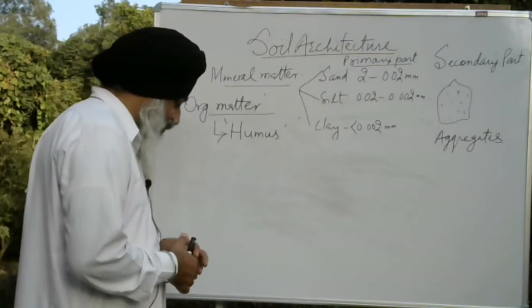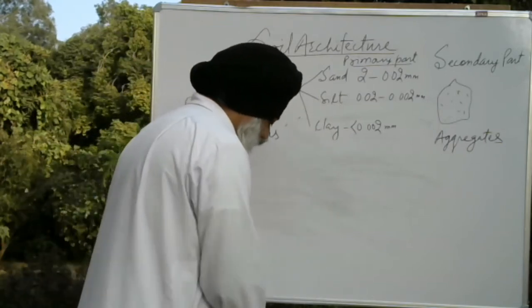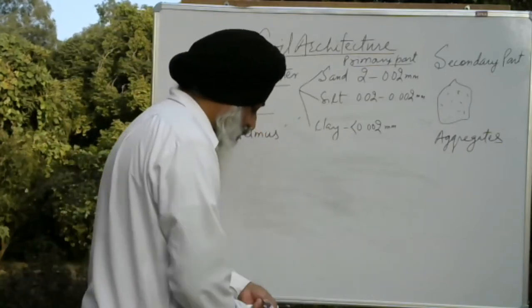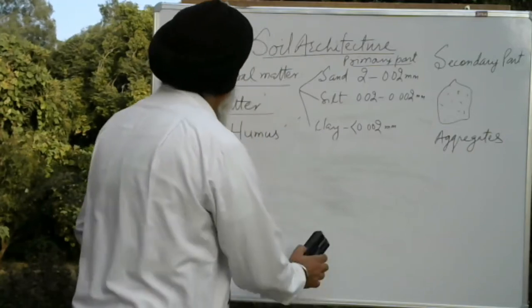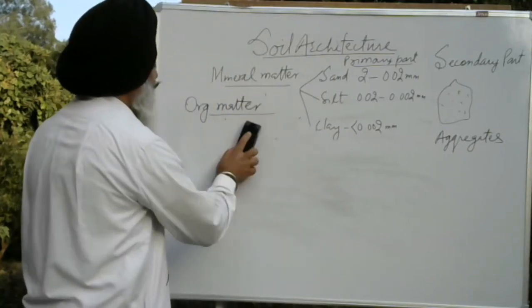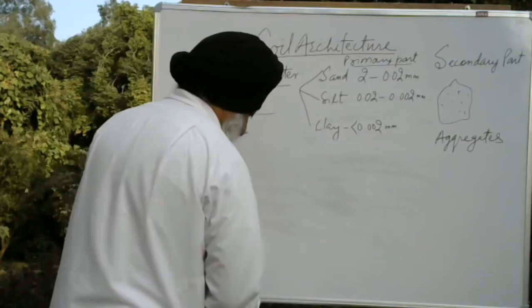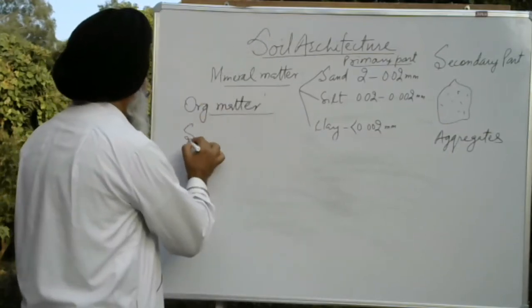Potash in fact comes from the soil minerals. Then coming to the next component, that is water, soil water.